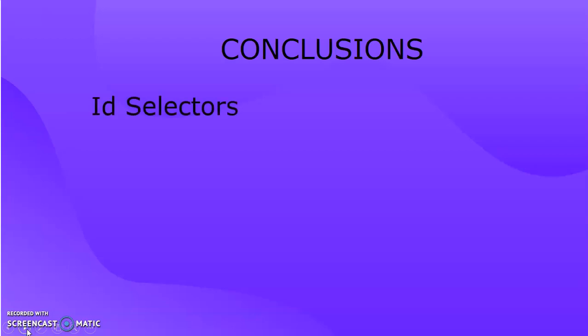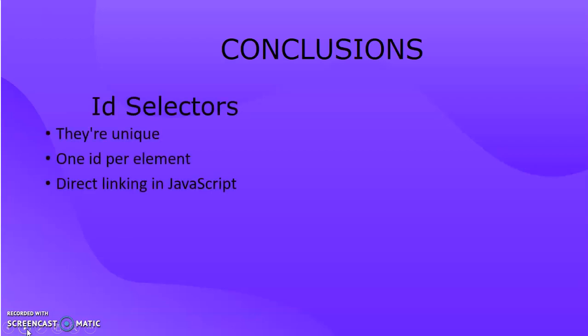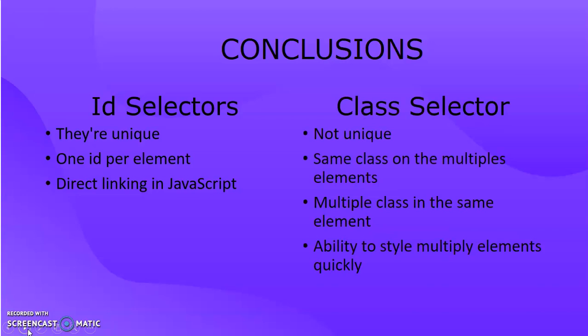Conclusion. ID selectors are unique, one ID per element, with direct linking in JavaScript. Class selectors are not unique: the same class can be on multiple elements, and multiple classes in the same element. A class selector has the ability to style multiple elements quickly.